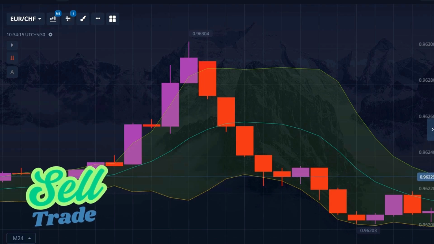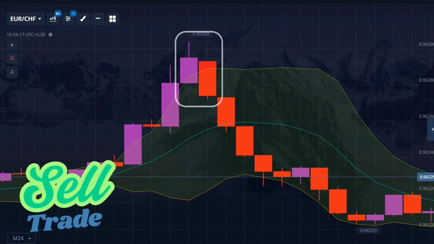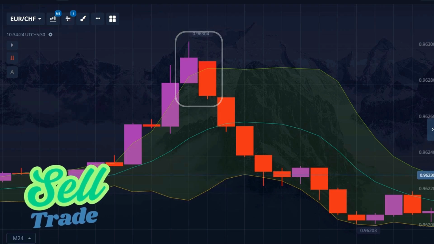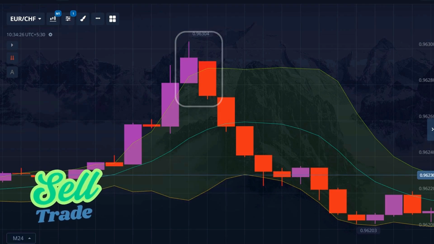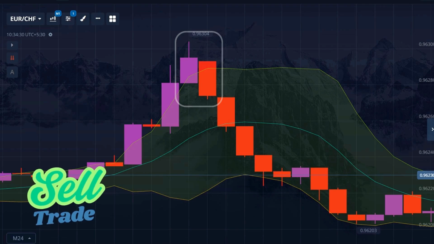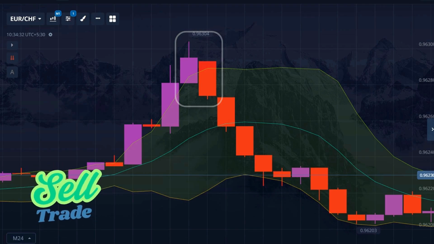Sell trade setup. When the price is near the upper line of the Bollinger Band and a bearish engulfing pattern forms, it signals a potential downtrend. How to spot it? The first candle is bullish, followed by a larger bearish candle that completely engulfs the first one. Take a 1-minute sell trade when this happens.